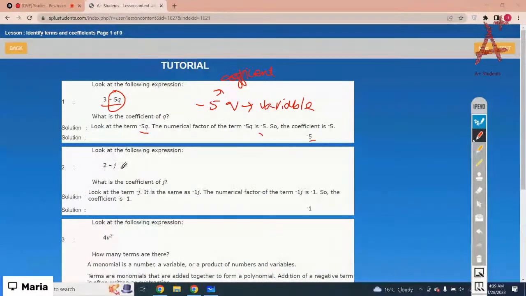Okay, just look at the other one. 2 take away negative j. So negative j means you have the value is negative 1. So that means the numerical factor is negative 1. The coefficient is negative 1. Got it?